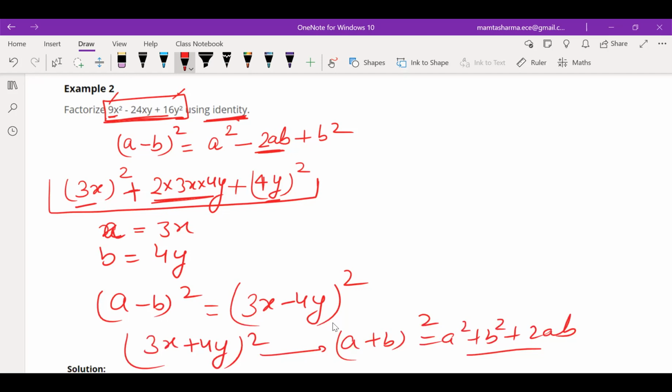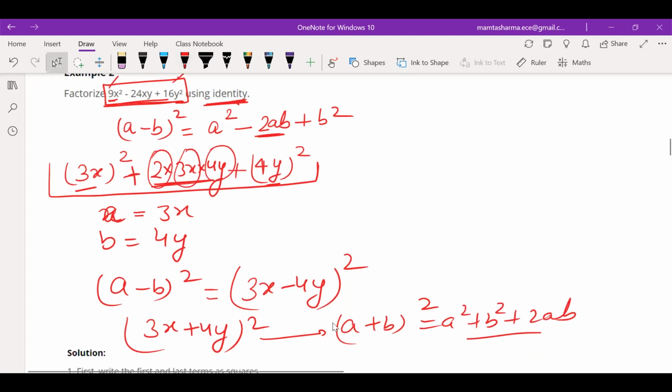How will you split it? 24xy, like 2 into 3x into 4y. Yes, and that would be 2ab. After splitting, you do the multiplication. You should get the same middle term, 24xy. Then you can apply this identity, a minus b whole square.